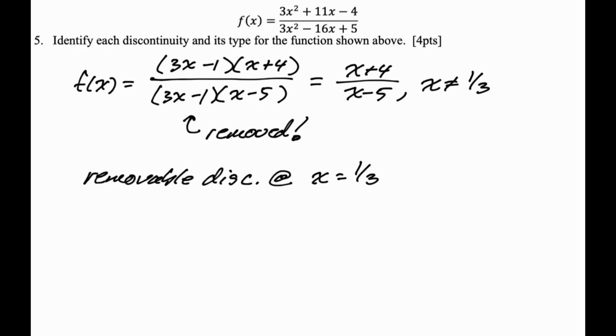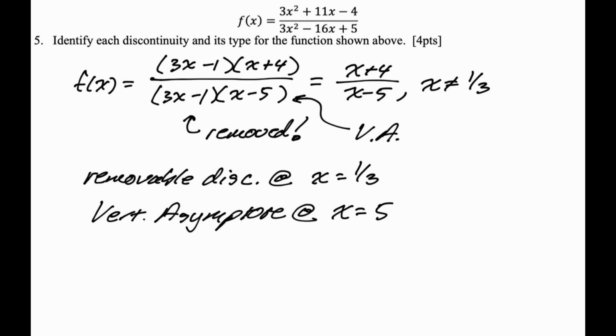Now there is still an x minus 5, which means we still have a vertical asymptote to account for. Vertical asymptote at x equals 5. Those are the only discontinuities.